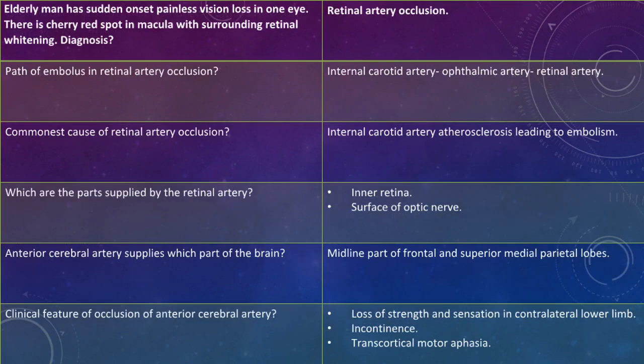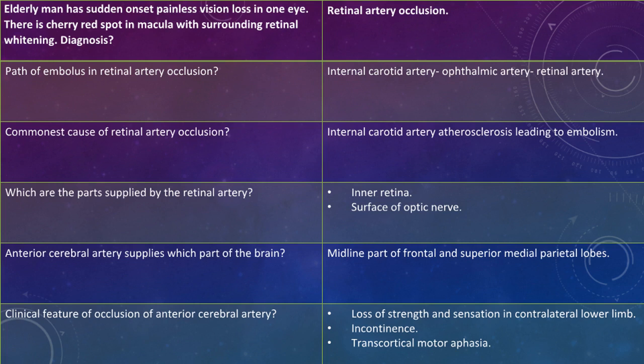An elderly man has sudden onset painless vision loss in one eye. There is a cherry red spot in the macula with surrounding retinal whitening. Diagnosis? Retinal artery occlusion. Path of embolus in retinal artery occlusion: internal carotid artery, ophthalmic artery, retinal artery. Commonest cause of retinal artery occlusion: internal carotid artery atherosclerosis leading to embolism.